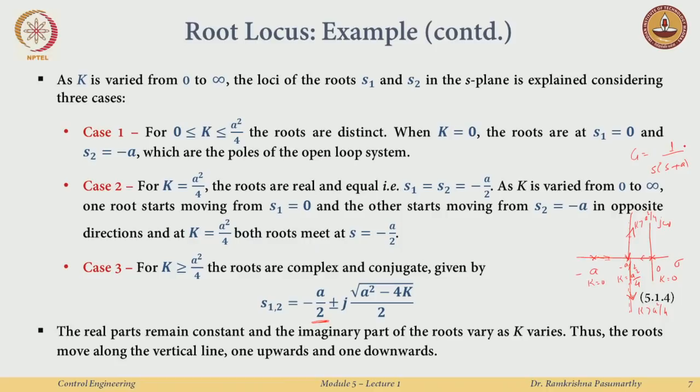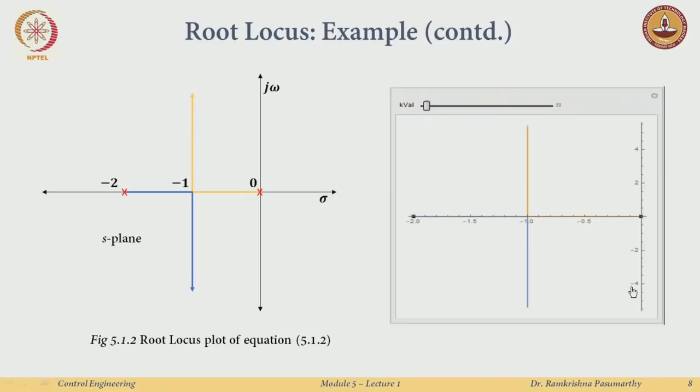This is this guy, okay. So, what I observe, for k equal to 0, I am at the open loop poles, and as k increases, these guys tend to move, and they decide to meet here and then again separate, okay. So this is how, if I just play a very small video of this, this is how the roots will go.